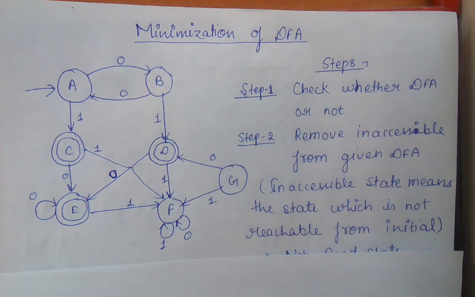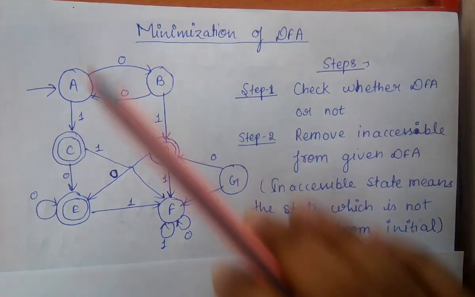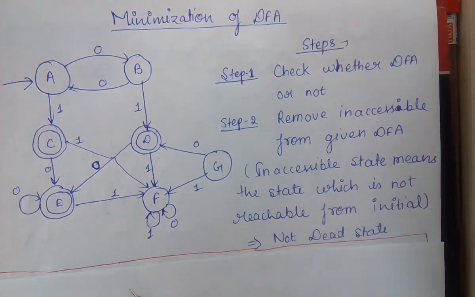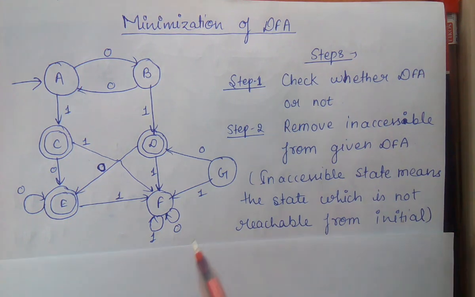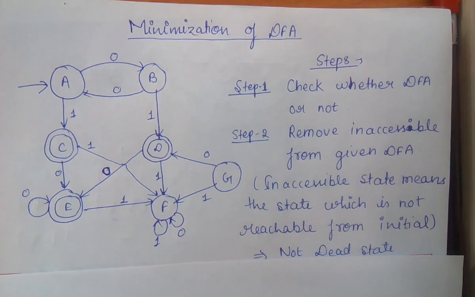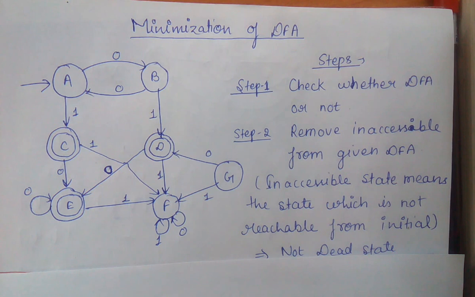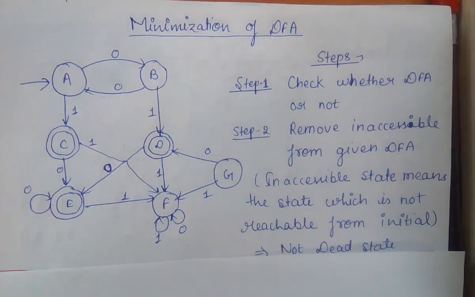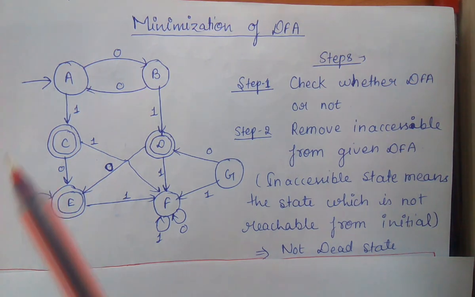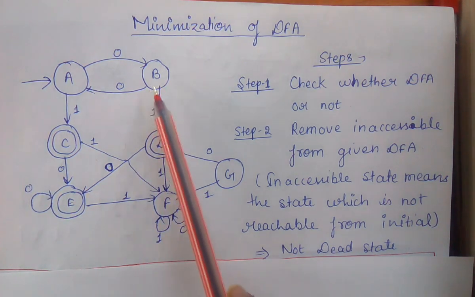Now at the second step, we have to remove inaccessible states. What do we mean by inaccessible states? Inaccessible states are those states which are not reachable from the initial state. Okay, the initial state is A. Now we see whether B is reachable from A.